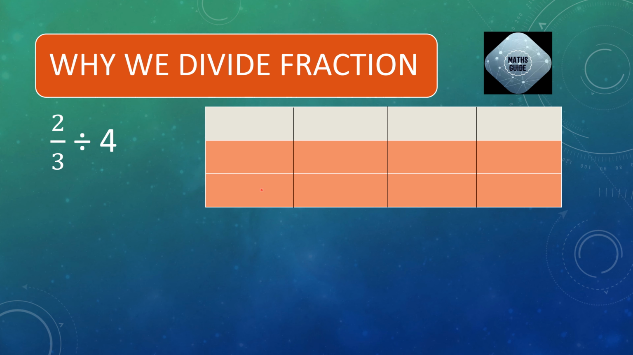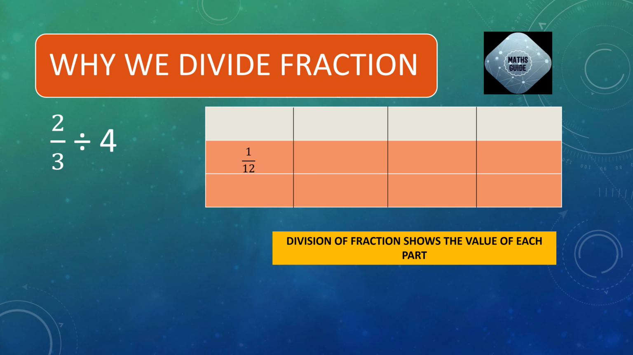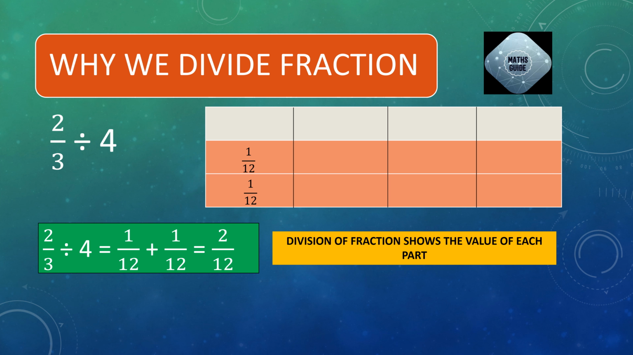Now look at any one of these portions and count the shaded parts. As 2 parts out of 12 parts are shaded, the answer will be 2 by 12. This means if 2/3 is further divided into 4 equal parts, then we get 2/12 parts. And the simplified form of 2/12 is 1/6.